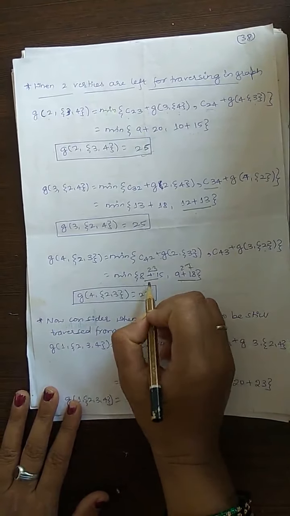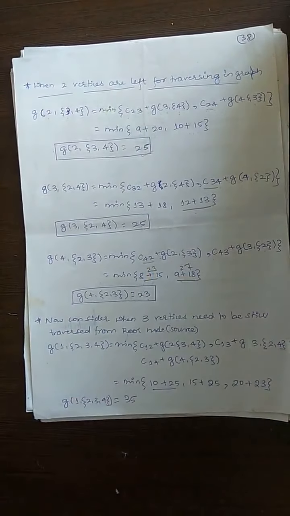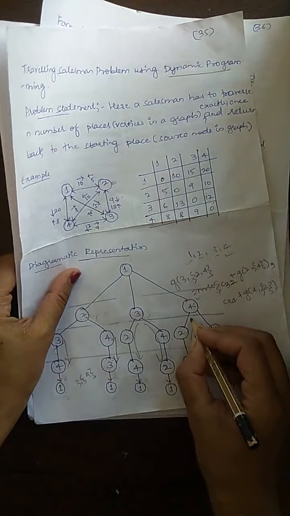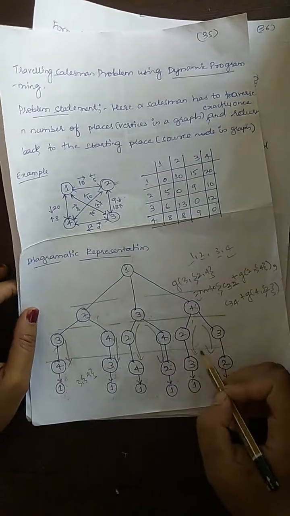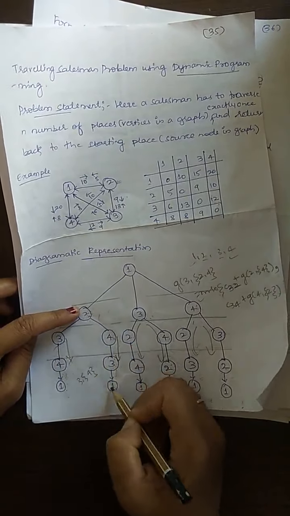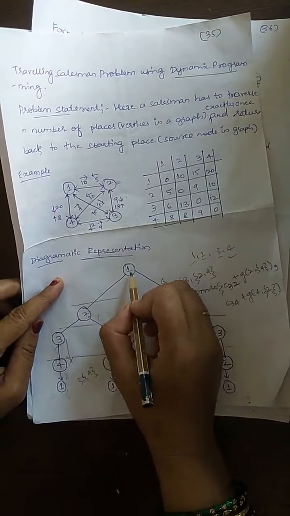23 is minimum. 23 means this is got from the first one, that is from 4 to 2 is minimum. So from 4 to this part is minimum. So this with this will complete the level when 2 vertices are remaining. Next we are going one level up, when 3 vertices are remaining. I have come here now.